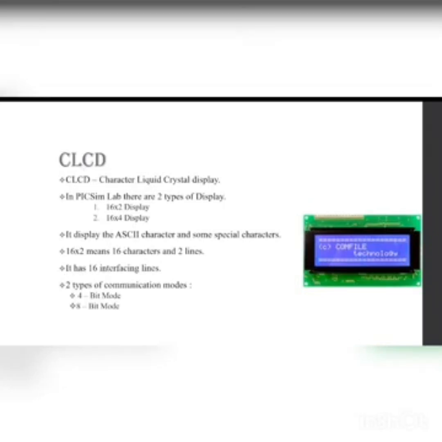CLCD. First of all, CLCD means character liquid crystal display. Whatever operation is done, we can see in this display section what operation is done by our chip. In PICSimLab there are two types of display, 16x2 display and 16x4 display. It displays ASCII characters and some special characters. 16x2 means 16 characters and 2 lines. It has 16 interfacing lines. There are two types of communication mode, 4-bit mode and 8-bit mode.